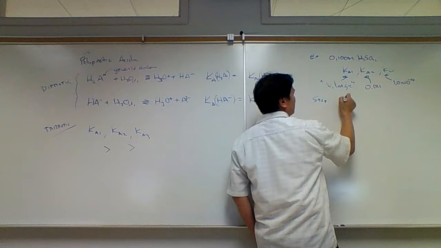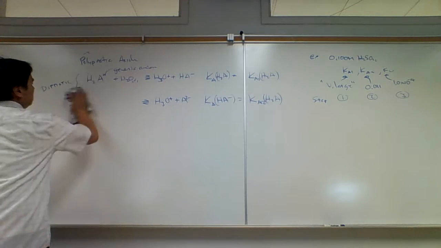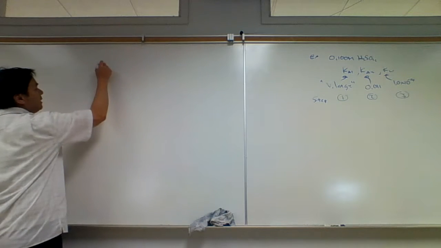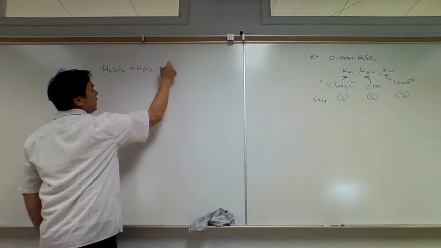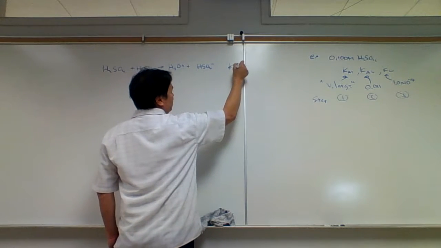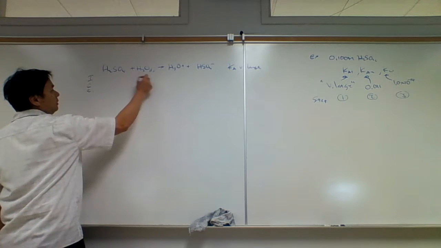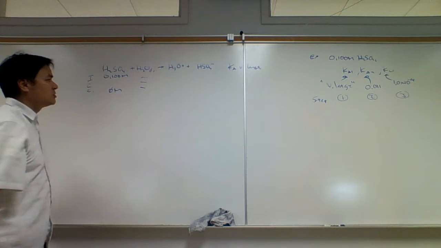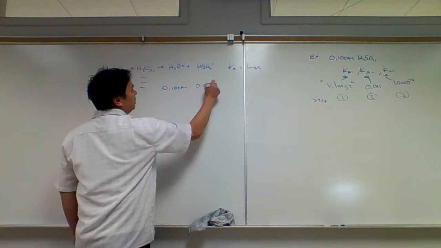As far as steps go, we have step 1, step 2, step 3. So step 1 would just be Ka1: H2SO4 plus H2O liquid goes to hydronium plus HSO4 minus. Since Ka is very large for this, the ice table is quick. If we start off with 0.100 molar, we're going to go down to 0 because all of it's going to hydrolyze. And that's going to leave us with 0.100 molar hydronium and 0.100 molar HSO4 minus.